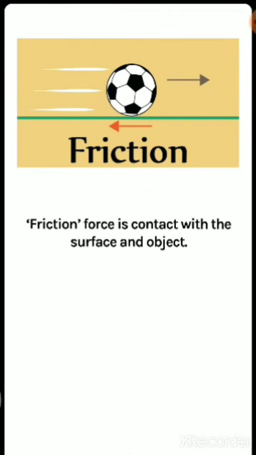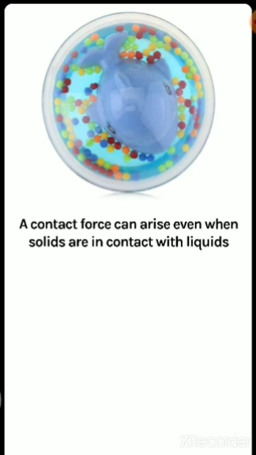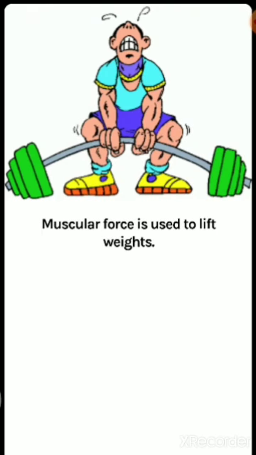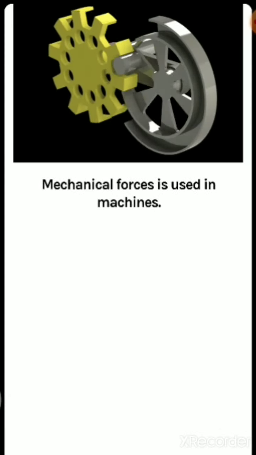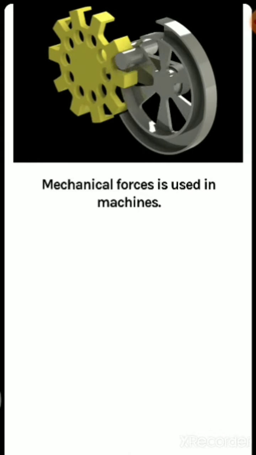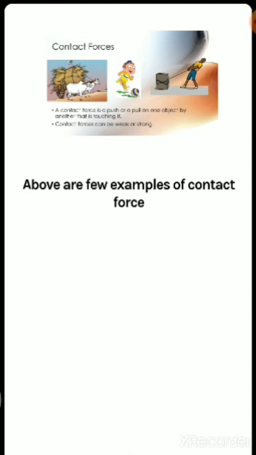Types of contact force. Friction is the best example of a contact force, that is, the friction force between the surface and the object. Here you can see the direction of motion of the object and the direction of the frictional force. A contact force can arise even when solids are in contact with liquid. Muscular force is used to lift weight and for different activities, and it is also an example of contact force. Then mechanical force is used in machines. These are a few examples of contact force.